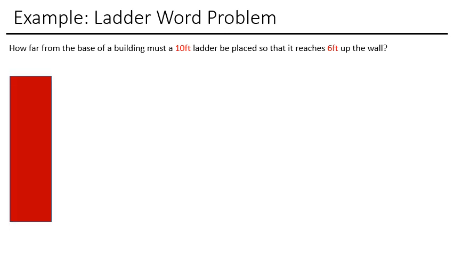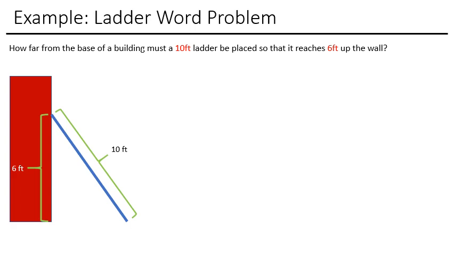So here's your building, and thankfully I'm drawing this picture through PowerPoint and not on a whiteboard because I can't even draw buildings and ladders really well. So this will actually look a lot better. So here's my building. So you kind of get the point. We've got a ladder leaning up against a building. Okay. Now it says here that this ladder is 10 feet. And then we want to know, they said it's going to reach 6 feet up the wall.